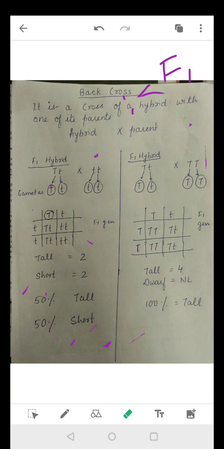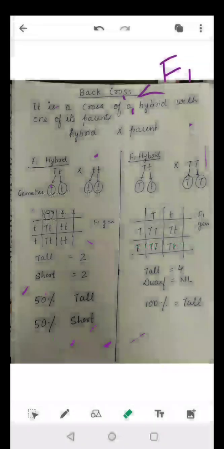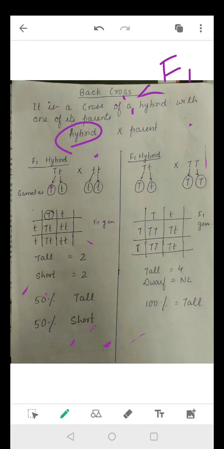Okay, so the hybrid is to be crossed with any of the parents. We have to cross this hybrid with the parent. Now you can have two parents. It could be the homozygous recessive parent, or it could be the homozygous dominant parent. So either of the two can be the parent. So we have two possibilities. We have taken the F1 hybrid, capital T, small t, and we are crossing with the recessive. This is your possibility number 1.